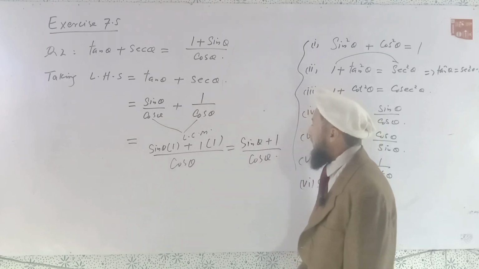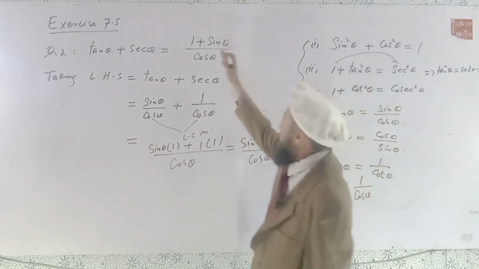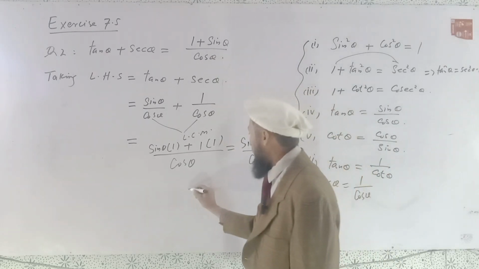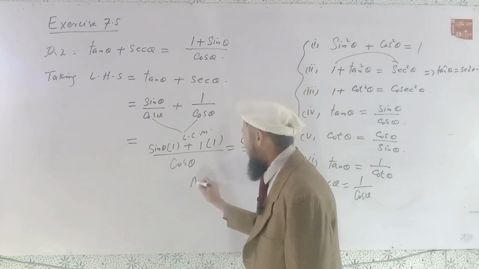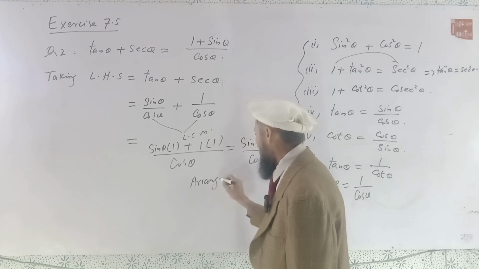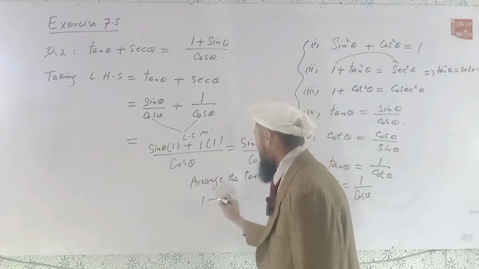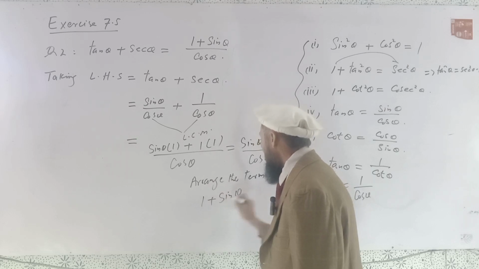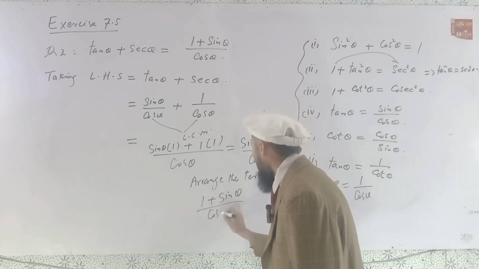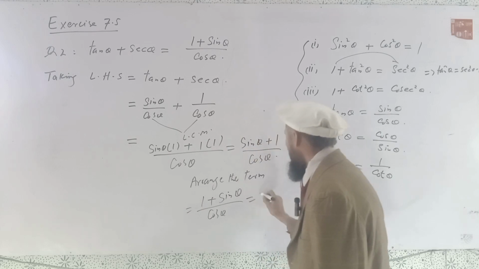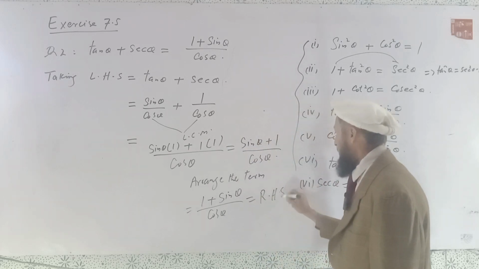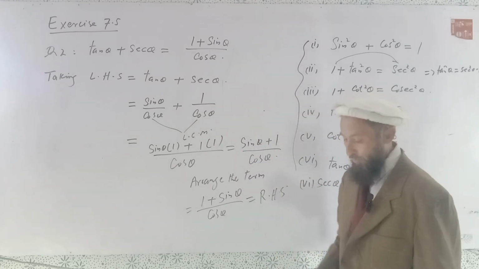According to the right hand side, we check at 1 plus sin theta, we arrange this term: 1 plus sin theta divided by cos theta, which is the right hand side, which is the required proof.